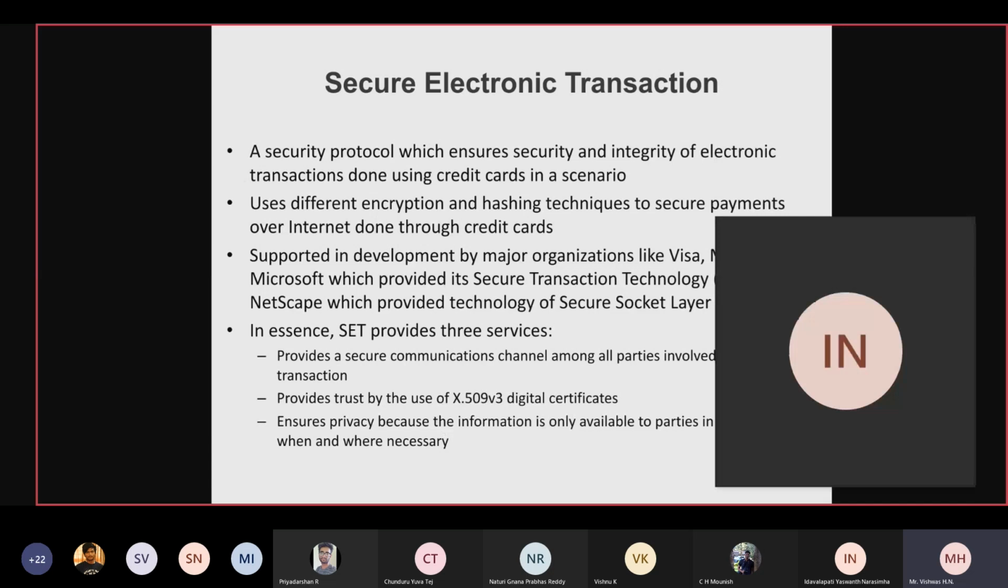So, what is secure electronic transaction, students? Can anyone tell me? Let me go to the previous slide. What is secure electronic transaction?